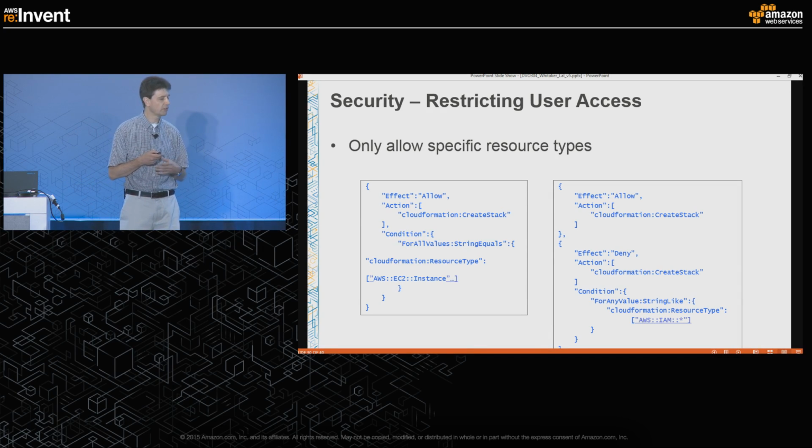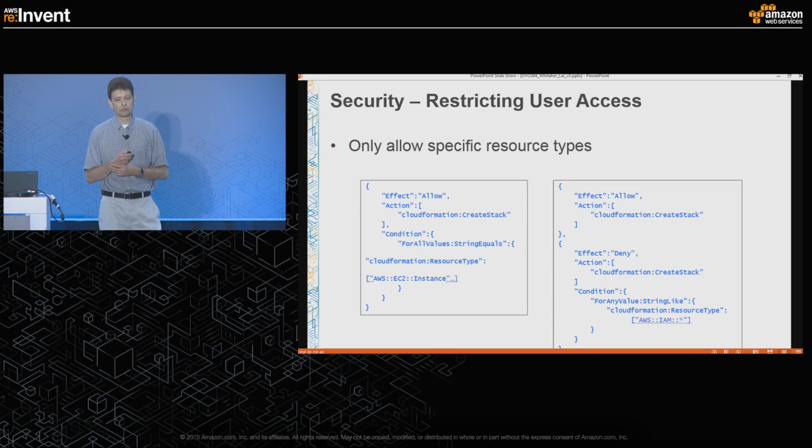So for example, on the left-hand side there, we're saying that this user, or whatever policy this is attached to, can only create resources of type EC2 instance, and you can add a list there, so that list can be any set of resources that CloudFormation supports. And we also support wildcarding, so you may say AWS EC2 star, if you want to allow all EC2 access.